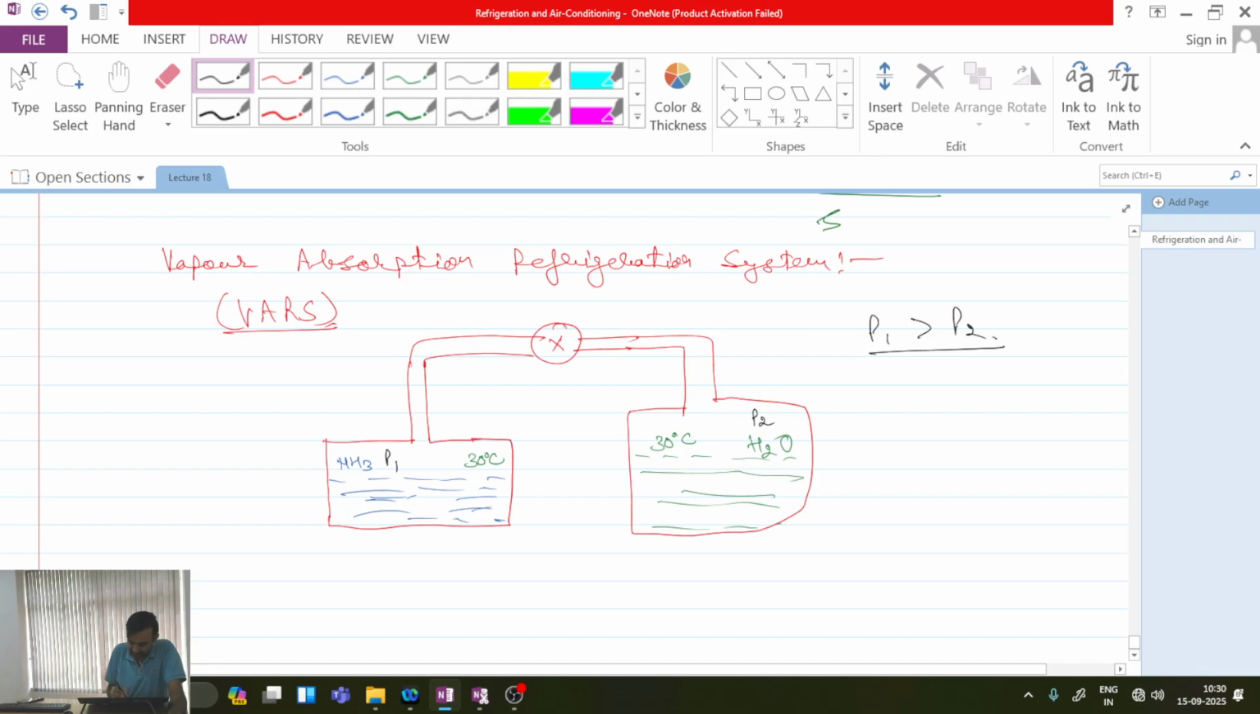Now let me do one thing. Let me open this valve. If I open this valve, what will happen? Ammonia vapor will start transferring from this chamber to this chamber. Okay, from high pressure side to low pressure side. So whenever ammonia vapor starts transferring from this side to this side, because ammonia has to maintain its pressure, there will be more and more vapor formation in the ammonia chamber. If more vapor is forming in the ammonia chamber, it means evaporation is taking place in the ammonia chamber. So the remaining portion of the liquid will start cooling.